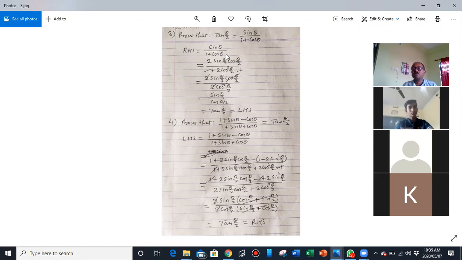Sin theta by 1 plus cos theta. This is the right hand side. So sin theta can be written as 2 sin theta by 2 cos theta by 2. 1 plus cos theta is 2 cos square theta by 2, because 1 plus (2 cos square theta by 2 minus 1). Why have we used this formula? Because in this way you can cancel 1. Plus 1 and minus 1 will get cancelled. If you use the other formula, it will be difficult to cancel. Now 2 and 2 cancelled, cos theta by 2 cancelled. What is left? Sin theta by 2 by cos theta by 2. That is tan theta by 2. That is LHS.